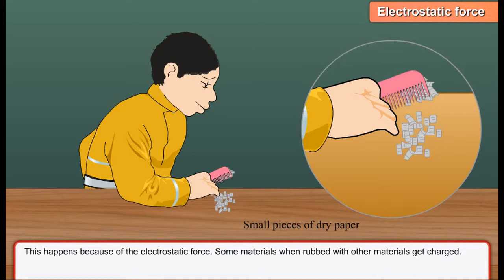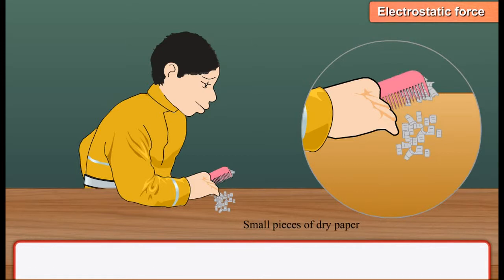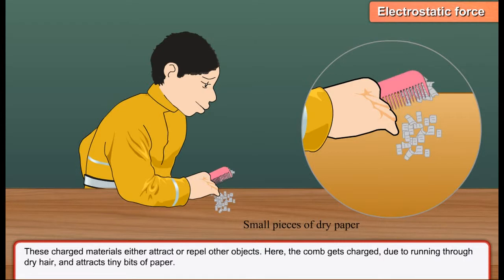Some materials, when rubbed with other materials, get charged. These charged materials either attract or repel other objects. Here, the comb gets charged due to running through dry hair and attracts tiny bits of paper.